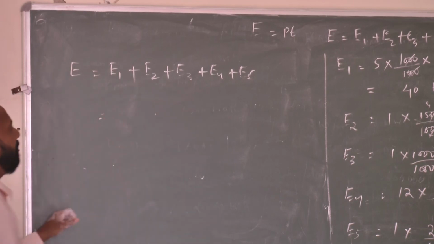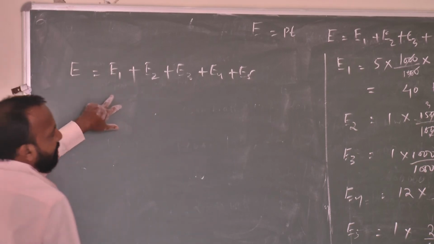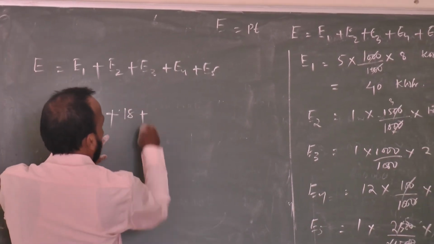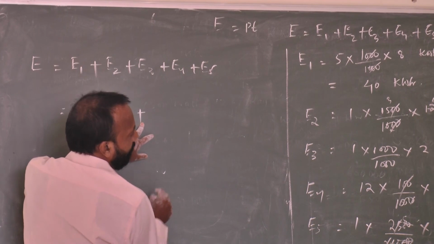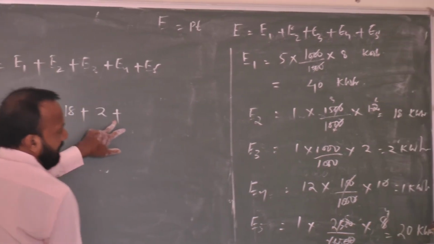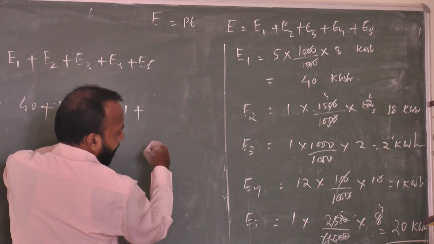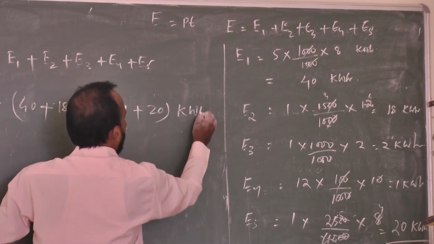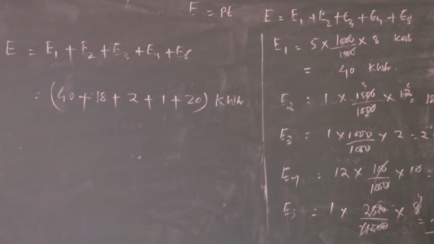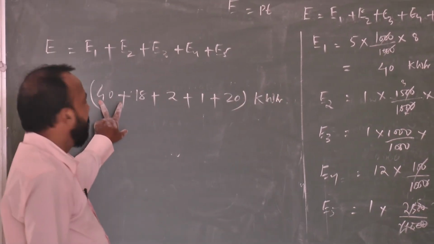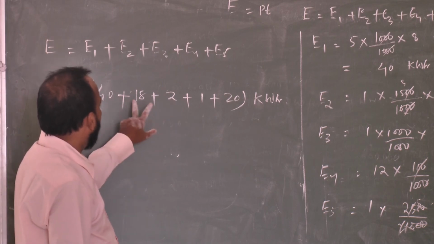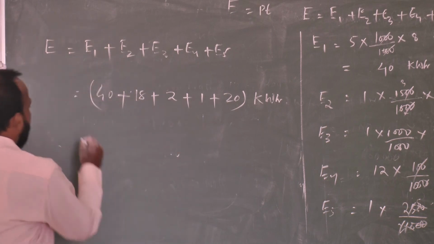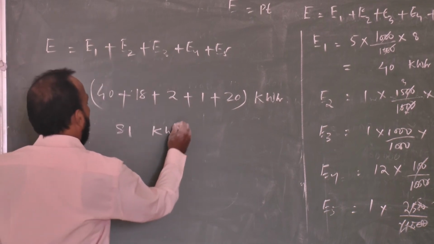Okay. Now tell me what is E1? E1 is 40 kilowatt hour. E2 is 18. E3 is 2. E4 as per our calculation is 1. E5 is 20, right? This much total kilowatt hour, kWh. Now you add it, how much will come? 40, 60, 80, 81. This is 81 kilowatt hour.